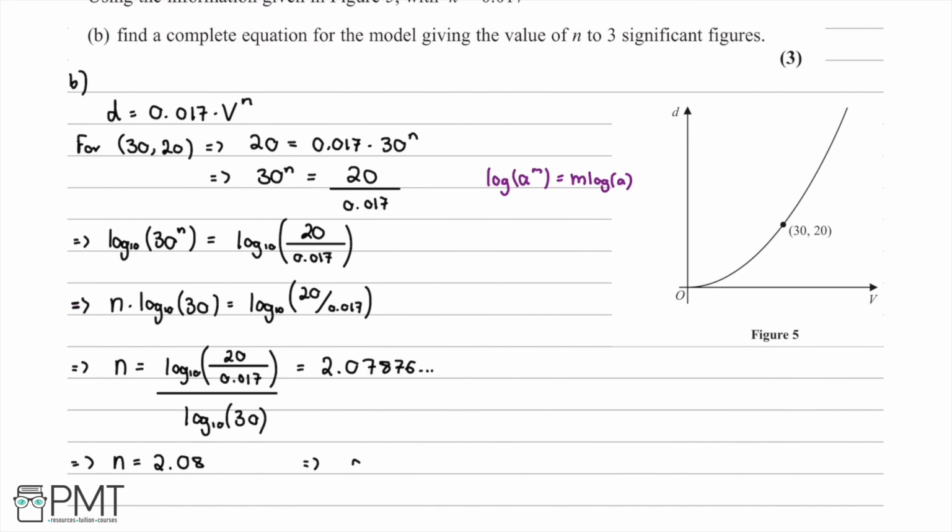So therefore we'll have that d is equal to 0.017 multiplied by v to the power of our new value of n, which is 2.08. And there we have the complete equation for the model.